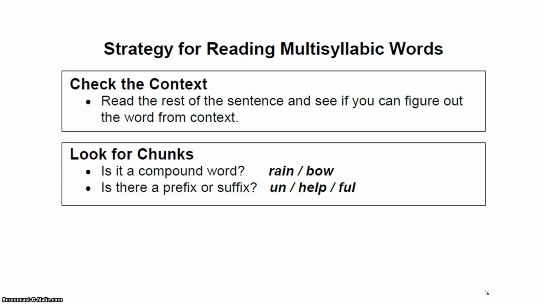So the first strategy is check the context. You read the rest of the sentence and see if you can figure out the word from the context. Another strategy is to look for chunks. You can do that by looking to see if it is a compound word, two words that are words by themselves but are combined into one longer word, or are there prefixes or suffixes? If you can determine that, that may help you read the multisyllabic word.